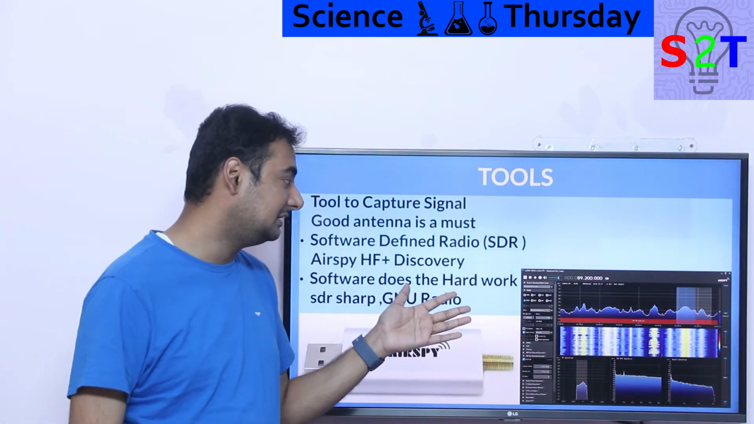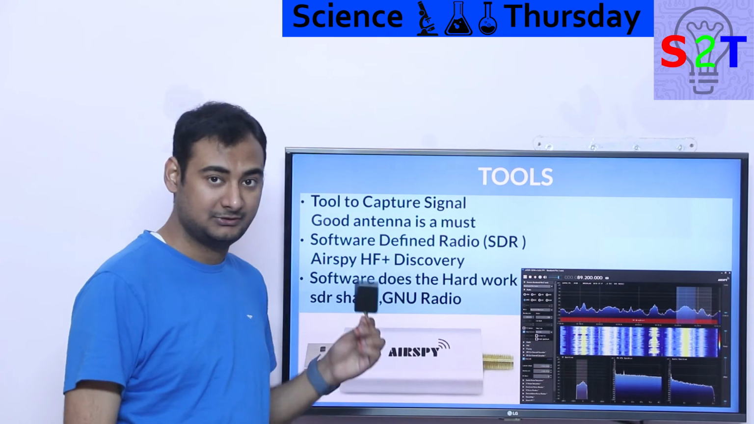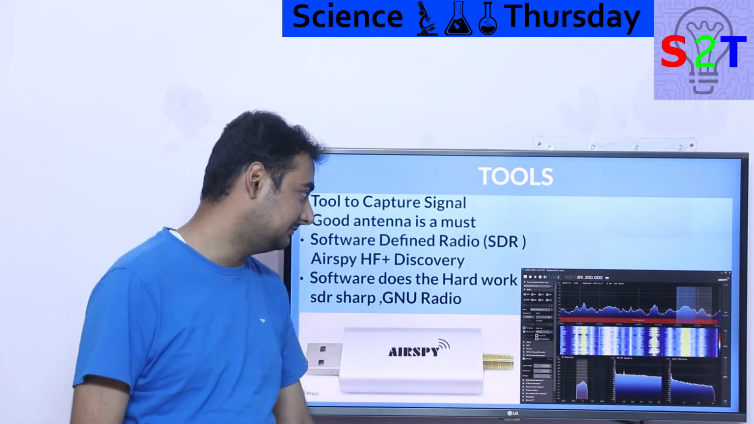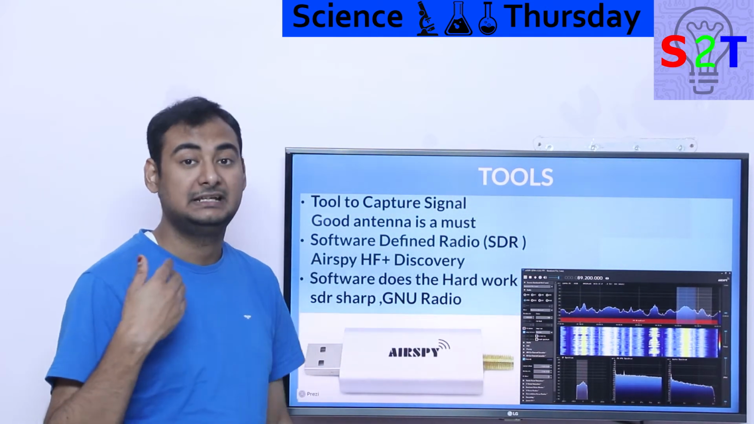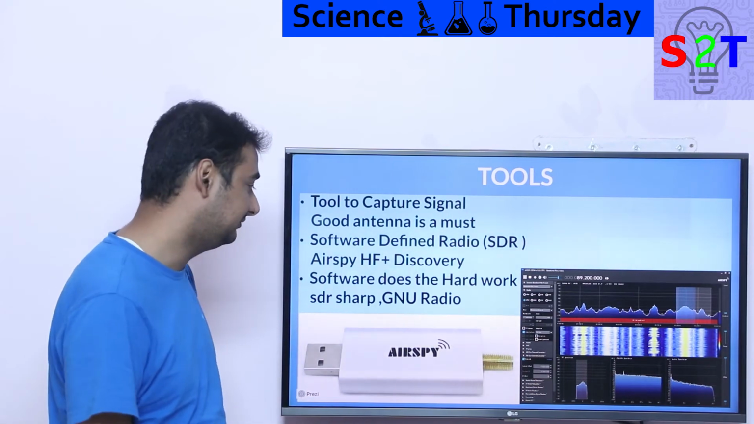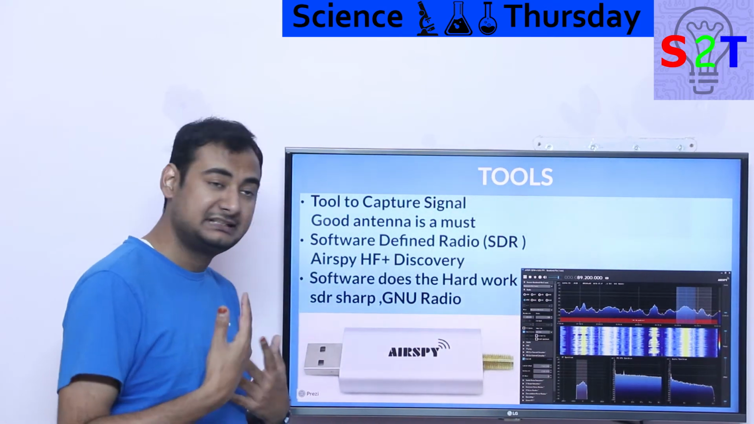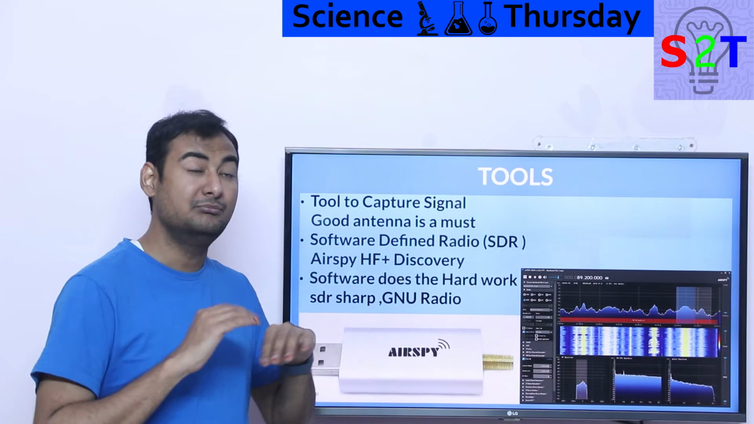So one software you will hear a lot, made by the same people who make this equipment, AirSpy basically, is very popular. And there are many add-ons and plugins which you can add to improve the functionality. And there is also GNU Radio, and there are many more.